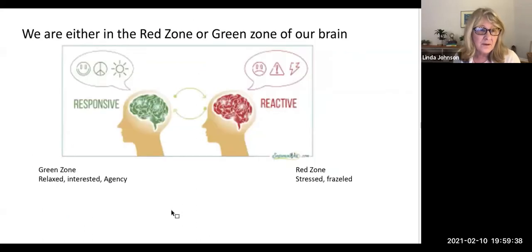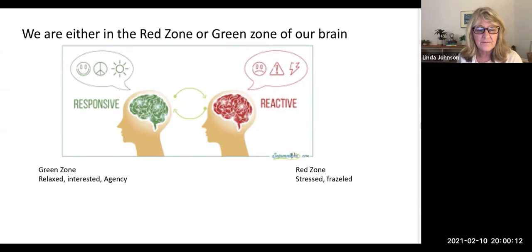So when we talk about a stressed out state, it's referred to as being in the red zone of the brain. My husband likes to watch the MMA, mixed martial arts, and they have to put out a lot of energy. So they're more in an amped up red zone state. And then the green zone state is relaxed, responsive, open, right? And we're able to have more strategic thought and things like that.